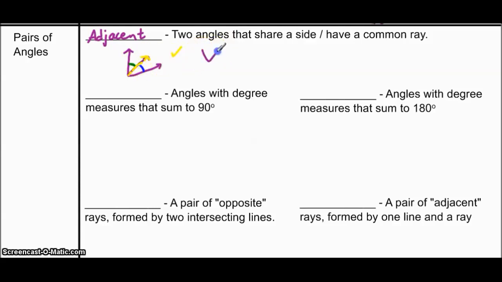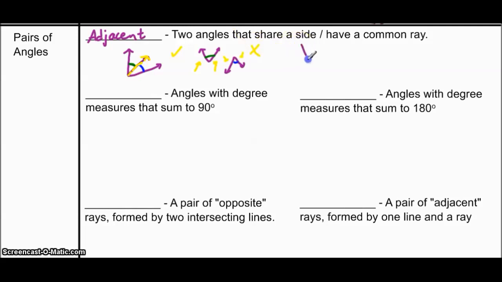On the other hand, if I have one angle here and another angle over here, these are not adjacent angles because they do not share any of the same sides, the same rays. Notice that this green angle has its own rays, and this blue angle also has its own rays. So this is not a pair of adjacent angles.